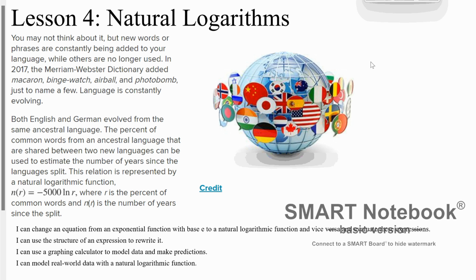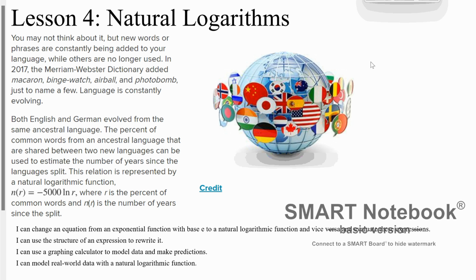Section 4 of chapter 6. We're talking about natural logarithms. New words are being added to the dictionary, and both English and German evolved from the same ancestral language. The percent of common words from the ancestral language that are shared between two new languages can be used to estimate the number of years since the language split. This relation is represented by a natural logarithmic function, which we're going to be learning about.